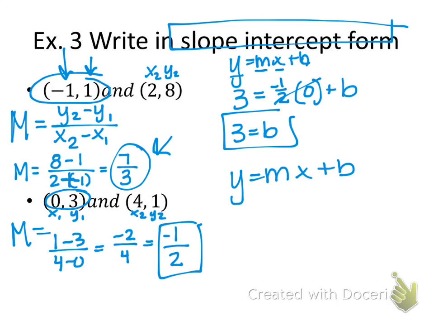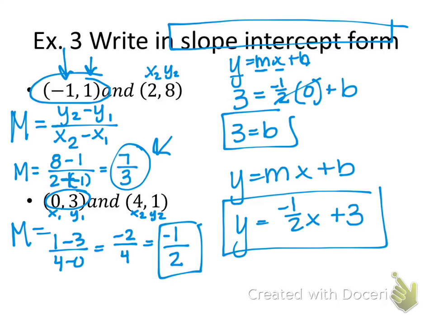So what am I plugging in and where? What would my final answer look like? Y equals negative 1/2 x plus 3. Perfect. Negative 1/2 x plus 3. Okay? So that is my final answer there.